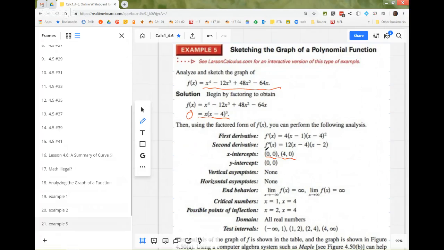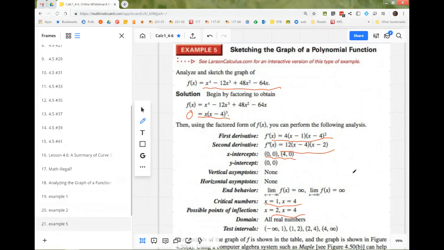And then the derivatives are more straightforward this time, but again, you see how they have them in factored form? So can you tell where the critical points are? Sure, just look at the first derivative. Because it's in factored form, I can see that happens when x is 1 and when x is 4. So there's our critical numbers. When is the second derivative equal to 0? When x is 4, and when x is 2. So those are points of inflection.